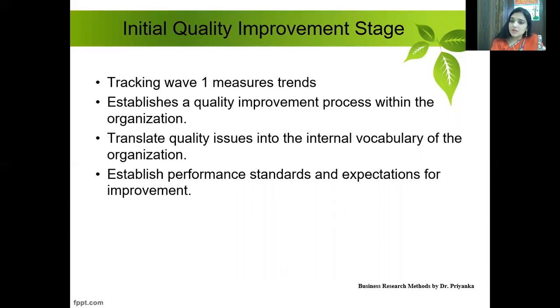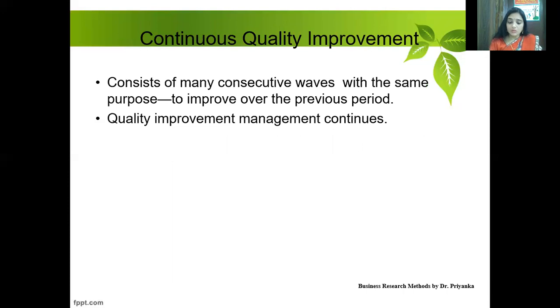Tracking wave 1 measures trends, then establishes a quality improvement process within the organization, and then translates quality issues into the internal vocabulary of the organization and establishes performance standards and expectations for improvement. This quality improvement stage basically is to set basic standards that yes, you are expecting this from the company as well as from the employees. Then continuous quality improvement, last stage of total quality improvement. It consists of many consecutive waves with the same purpose to improve over the previous period, or quality improvement management continues.